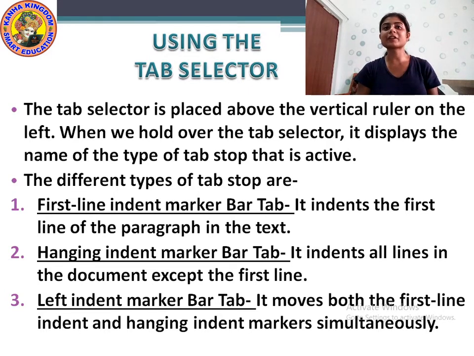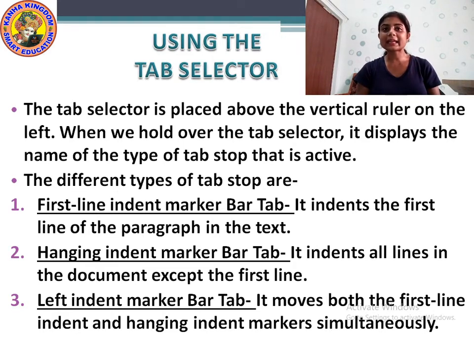Now, what are the different types of tab stop? First, the first line indent marker bar tab. And what does this do? It indents the first line of the paragraph in the text. It gives space before the first line of the paragraph in the text.